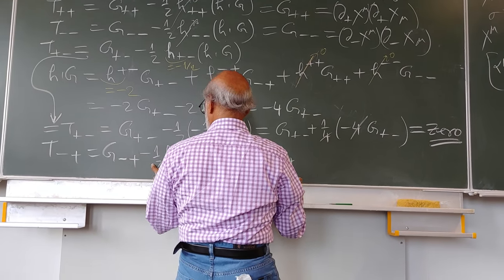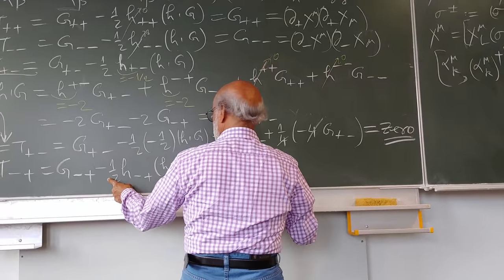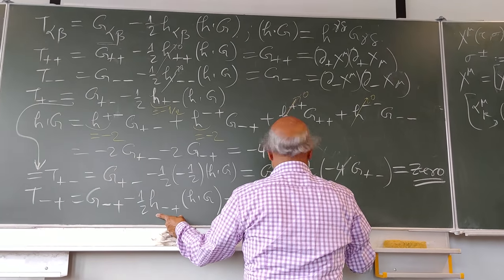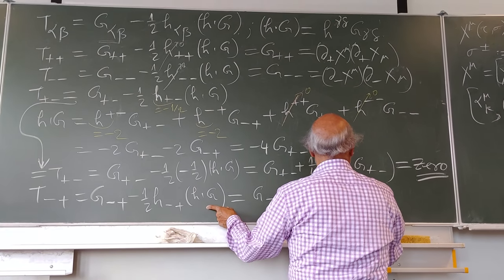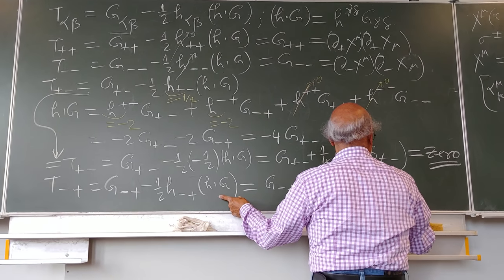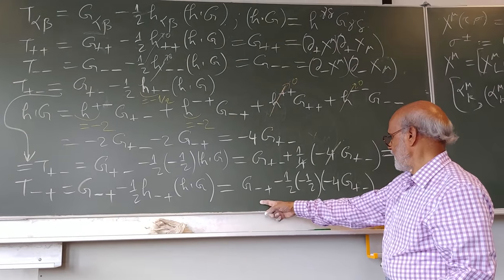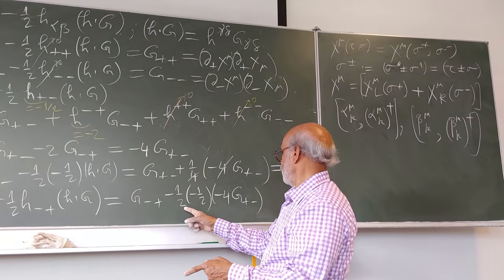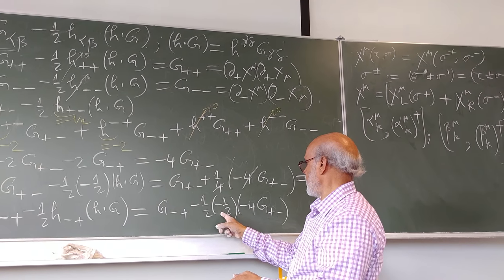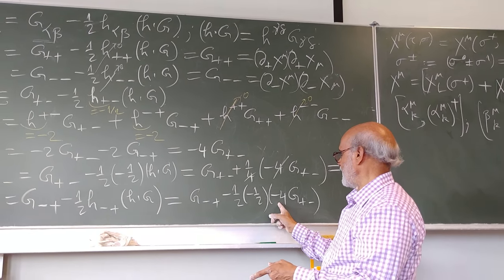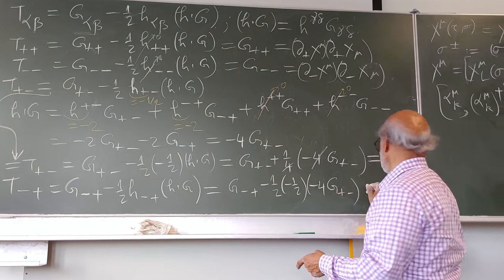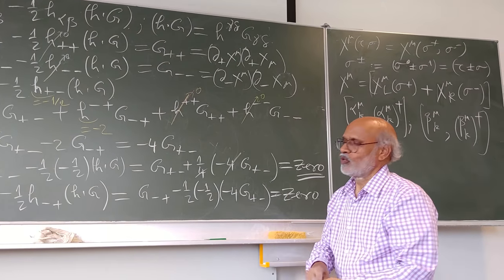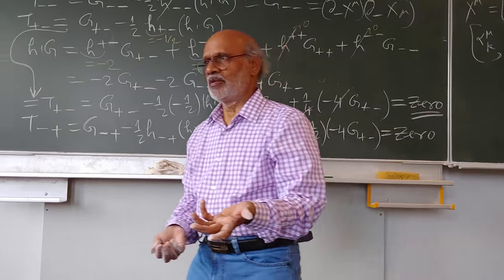G minus plus, minus 1/2 H minus plus H minus 1/2, and this is minus 4 G plus minus, which is the same as G minus plus by symmetry, and therefore minus minus H plus times minus H minus, so this minus this. And this also follows directly from the symmetry of T alpha beta.